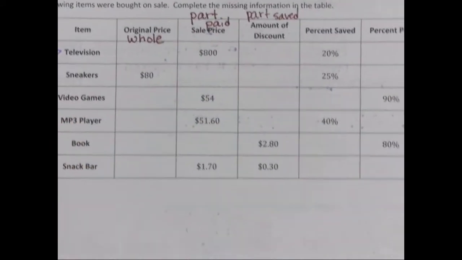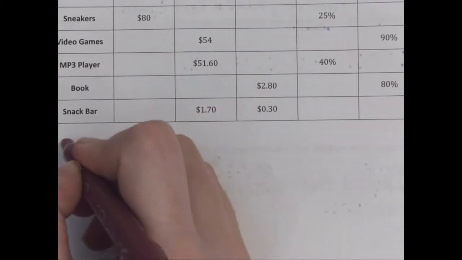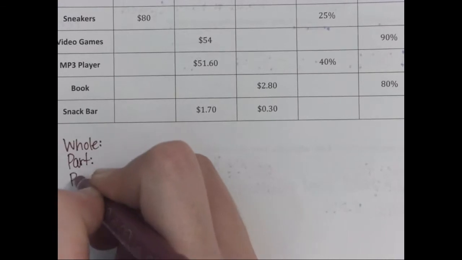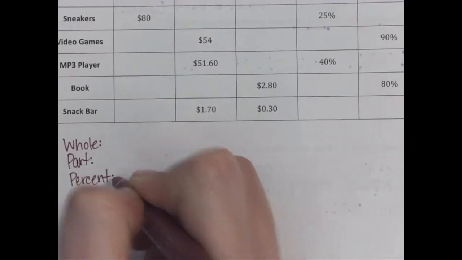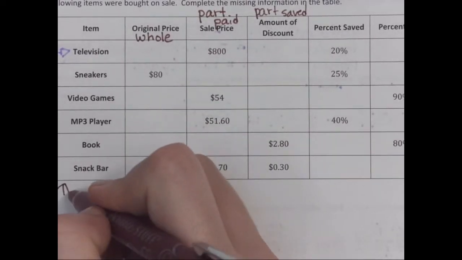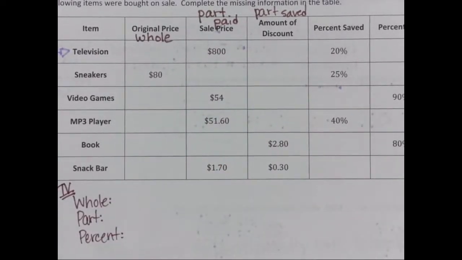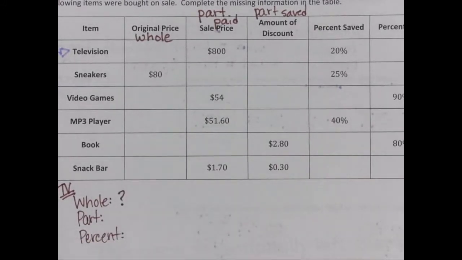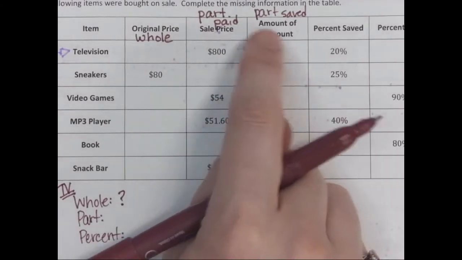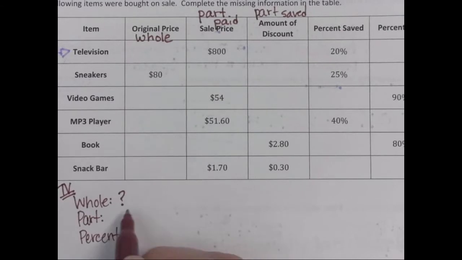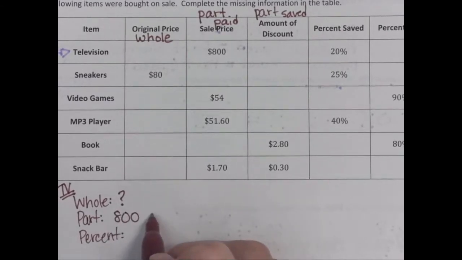So again, I'm just going to write like we always do, whole, part, and percent. Whole, part, and percent. So for the television, I'm going to write TV here. For the television, what's the whole? We don't know. That's exactly right. What's the part? Well, there's two parts, right? Let's go with the part we know. What part do we know? $800. And that's the part we paid. We paid $800.